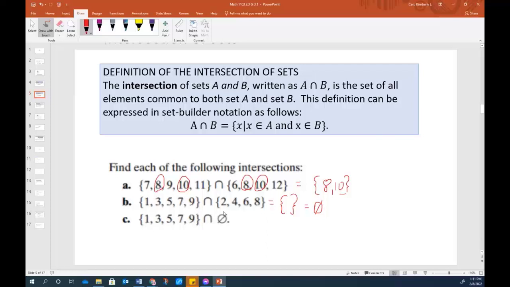Now, what do these have in common? By definition, this empty set is in all sets. So it's like everything has a little bit of nothing in it. So if I want to know what's in this set that is also in the other set, it's still going to be the empty set.